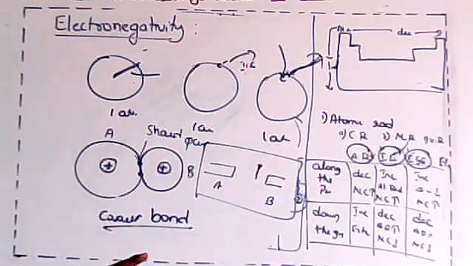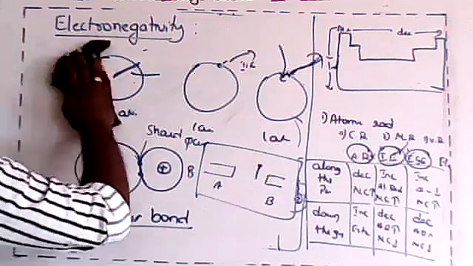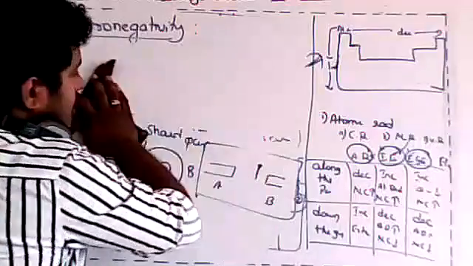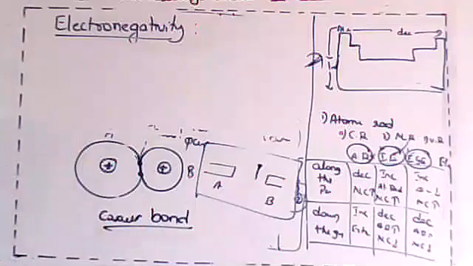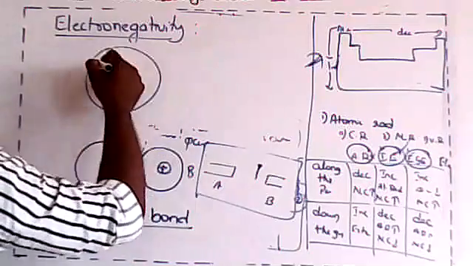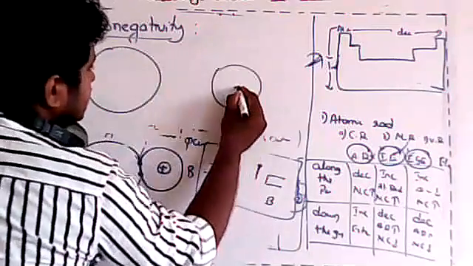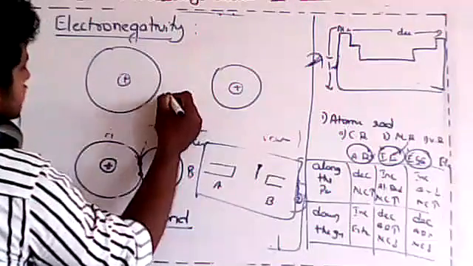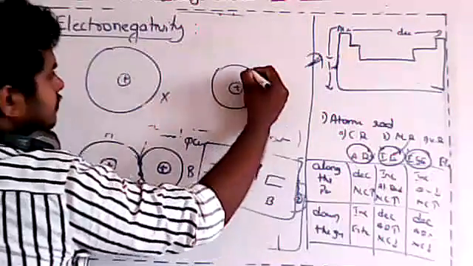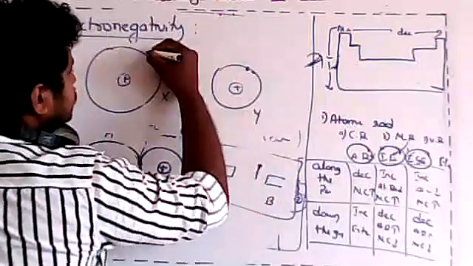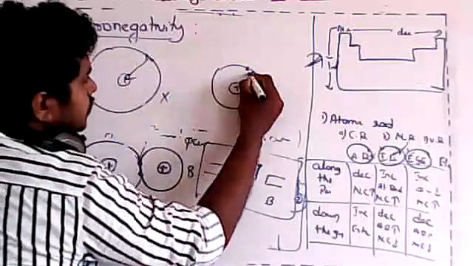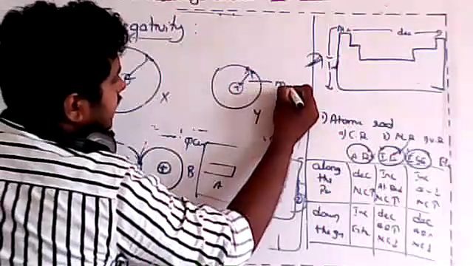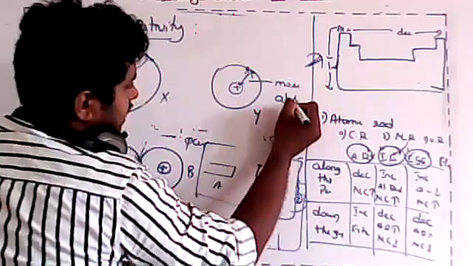So dear students, now it is very clear to understand that electronegativity depends on nuclear charge and again on the atomic radius. Got it? Imagine this atom X and Y share a pair of electrons. Now you can see clearly, dear students, the pair of electrons is far away from X, whereas very close to Y. So Y has more ability to attract.